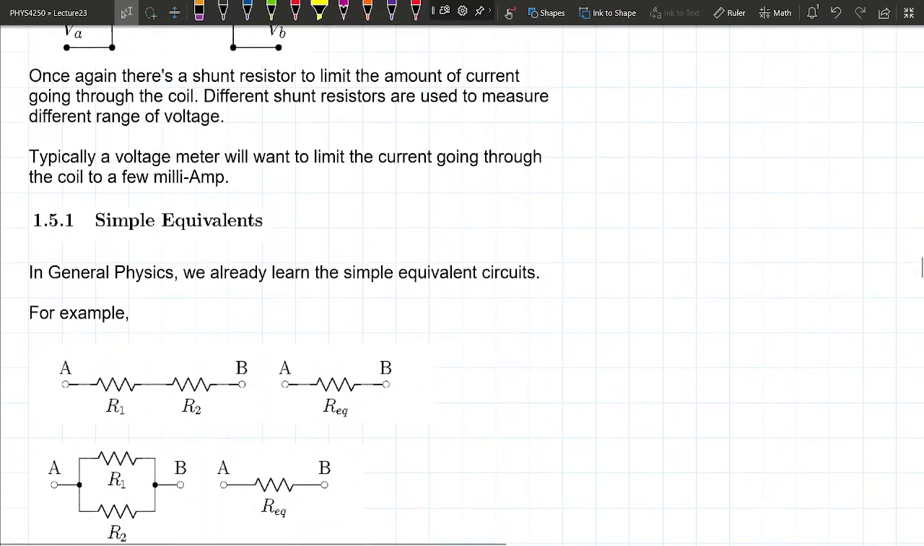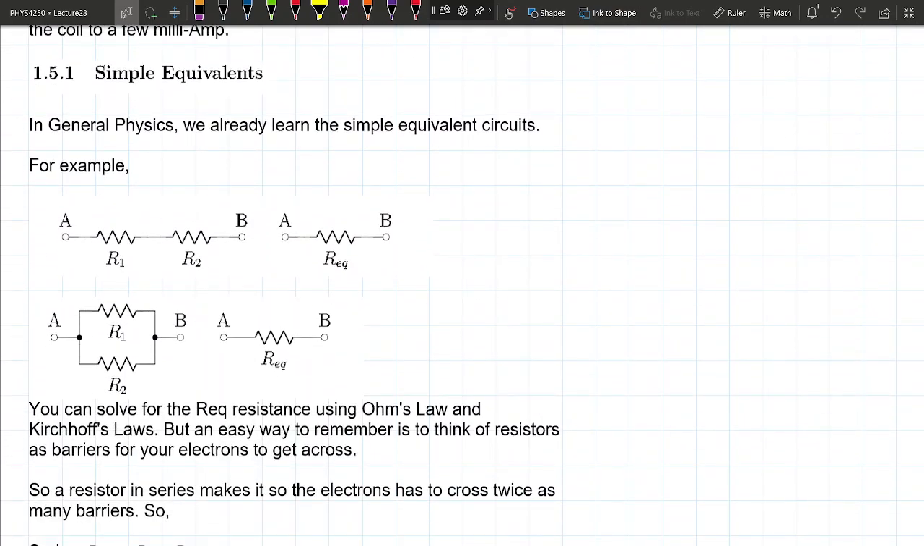All right. I think this section will be kind of quick: 1.5, which is simple equivalence. This is stuff you probably learned in general physics already. If you have resistors in series, the equivalent is what of them? Just adding them together, right?